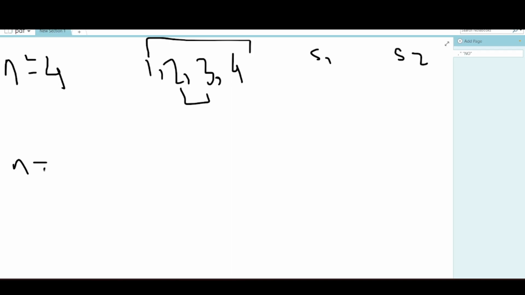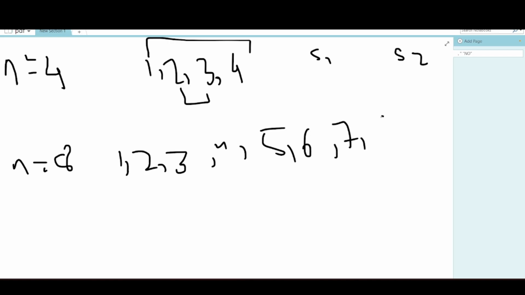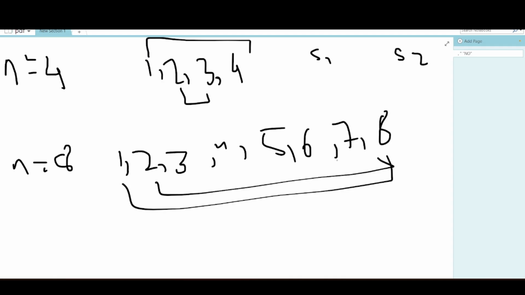Okay, so let's take another even example, n equals 8. Then it becomes 1, 2, 3, 4, 5, 6, 7, 8. Again using forward and backward pairing: 1 and 8, 2 and 7, 3 and 6, and 4 and 5. So there are four pairs possible. We can put any two pairs in set 1 and any two pairs in set 2. This will give us an equal sum of 18.